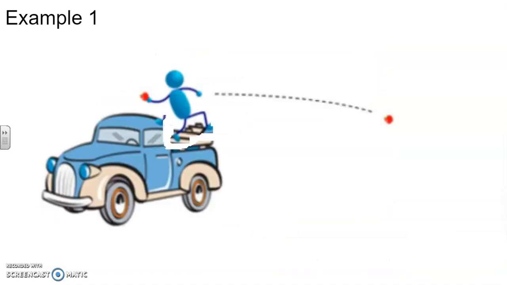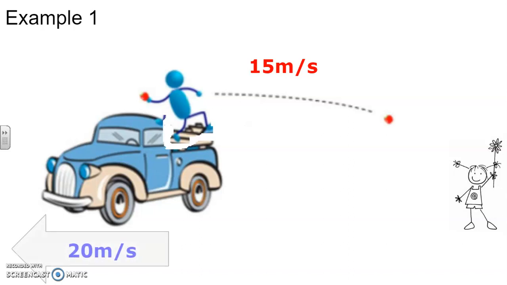So now let's say I turn around and I start throwing apples from the rear of the truck, backwards. I would still say that the apples are moving 15 meters per second from my way of looking at it, because that's how fast the apple's moving. But notice it's going in the opposite direction now as the way that the truck is moving. So my friend on the sidewalk says, oh, okay, 20 meters per second to the left, 15 meters per second to the right.